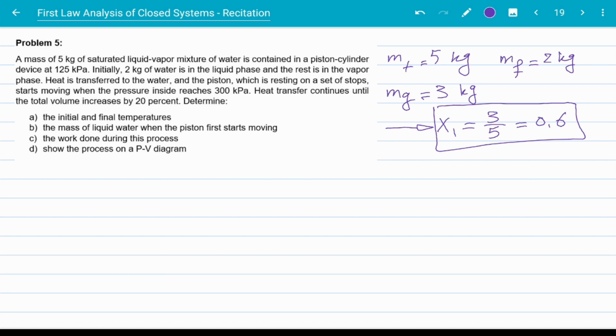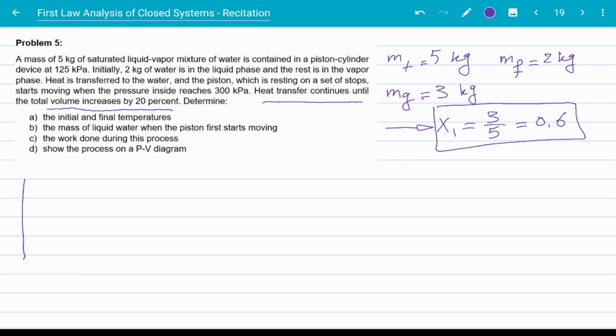Heat is transferred to the water, and the piston, which is resting on a set of stops, starts moving when the pressure inside reaches 300 kilopascals. So initial pressure is 125, but the piston does not move until the pressure reaches 300 kilopascals. So we have a constant volume process from 125 kilopascals to 300 kilopascals. Then we continue to heat the system up until the final volume has increased 20%. We are asked to find the initial and final temperatures, the mass of liquid water when the piston starts to move, the work, and also show it on a PV diagram.